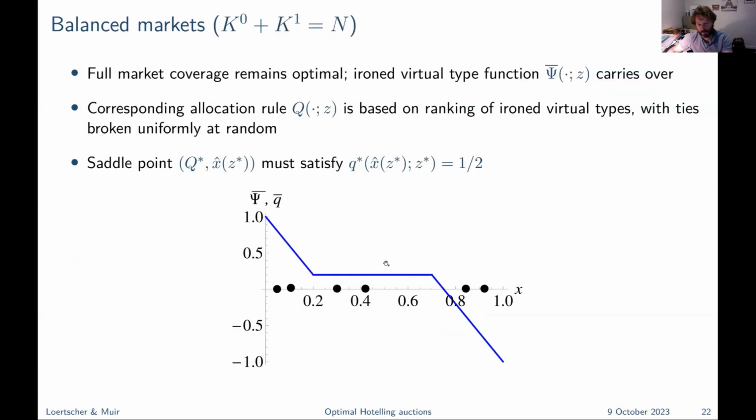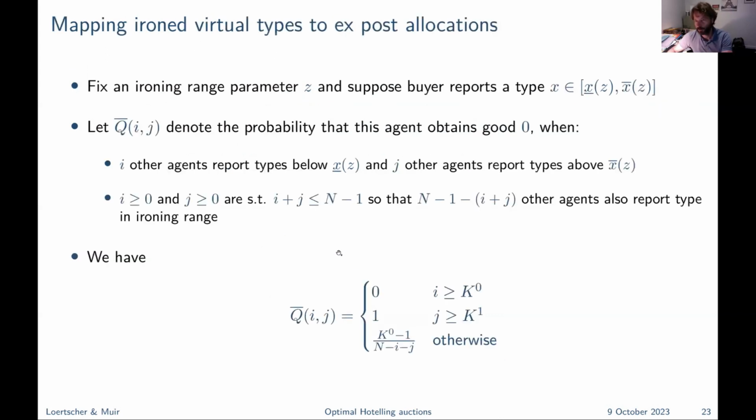Okay, and now this is where you can get a sense of how things become combinatorially a little bit challenging. So for a fixed ironing parameter Z and type report in the associated ironing range, we denote by Q bar of I and J the probability that this agent obtains good 0. And this probability will have to be equal to 1/2 for things to work out.